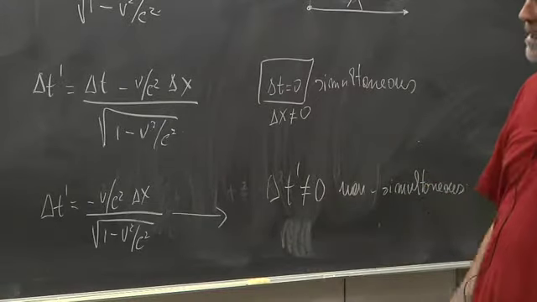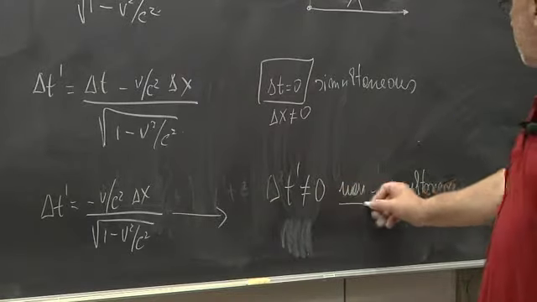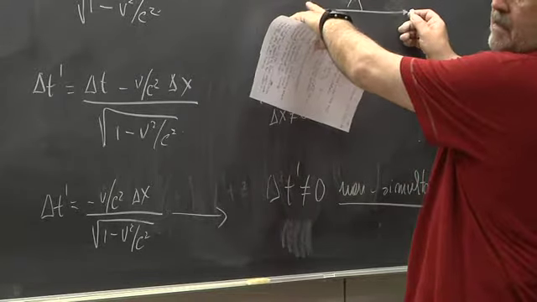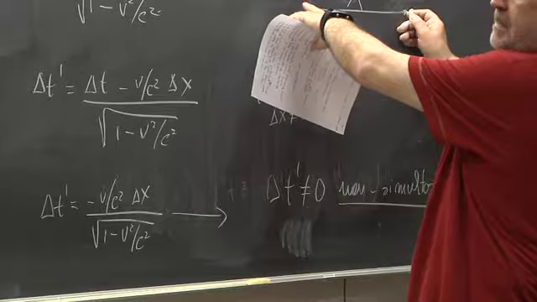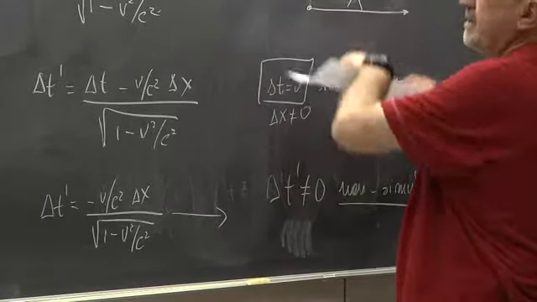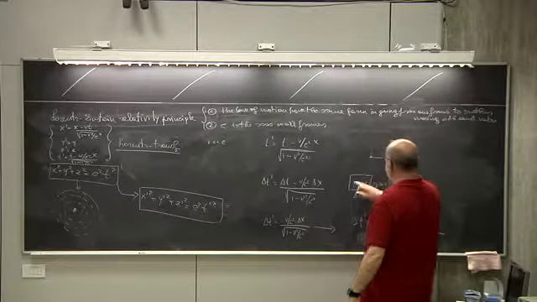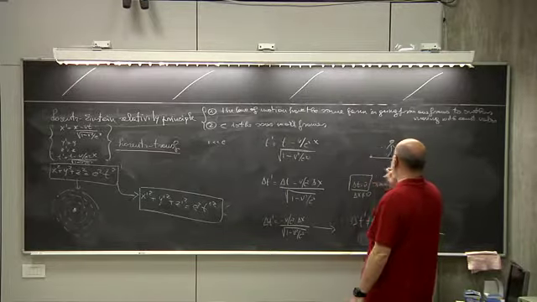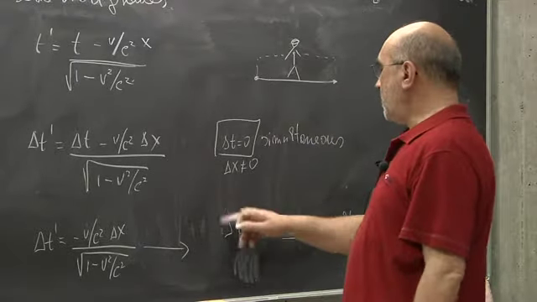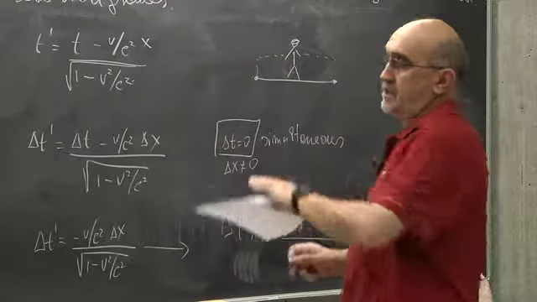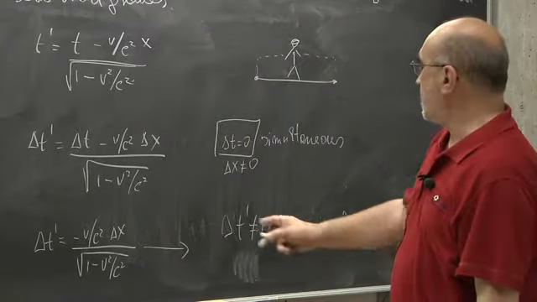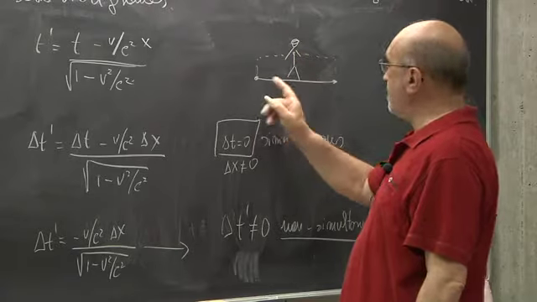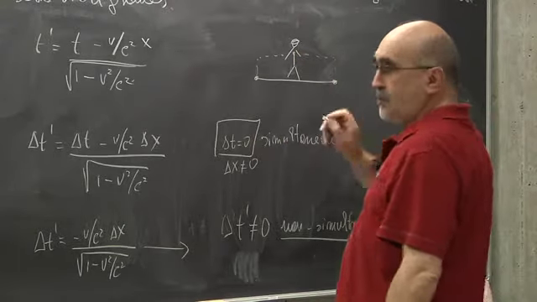But if you are not in this regime of v being very small, they are not simultaneous. If the two events are simultaneous, their difference in time delta t is equal to zero. It means the two signals reach the man at the same time, because the two events were simultaneous. Delta t prime different from zero means one reached the person after the other, so they are not simultaneous. Delta t prime is the difference in time to reach the man, but it's also the difference in time between the two events.